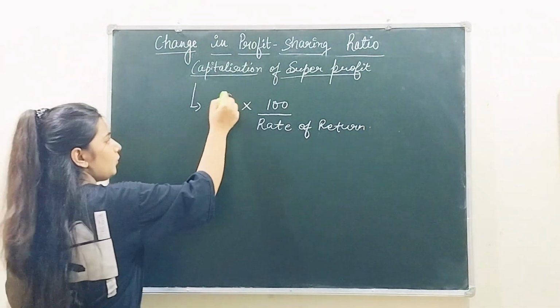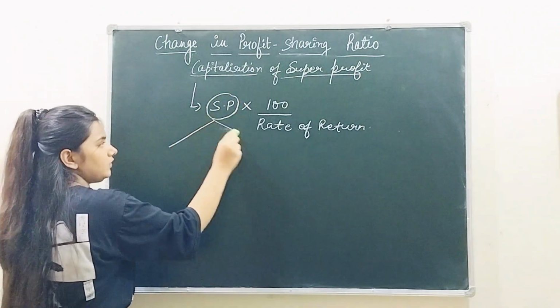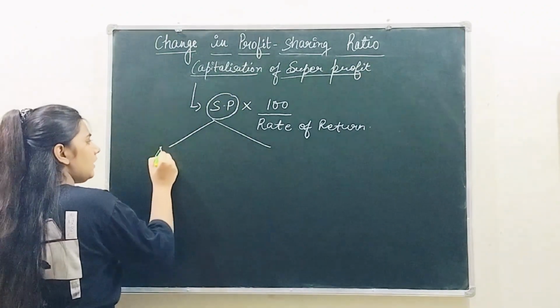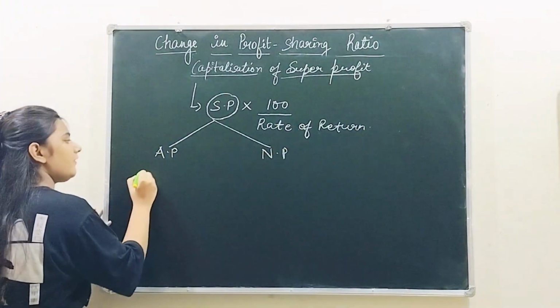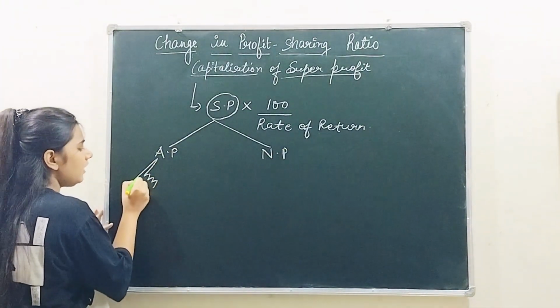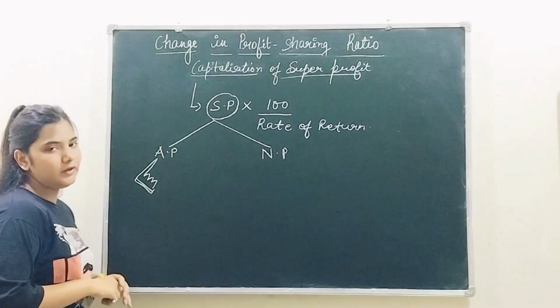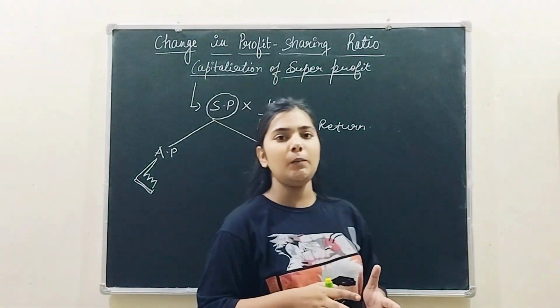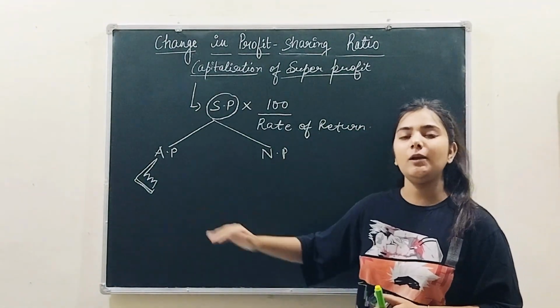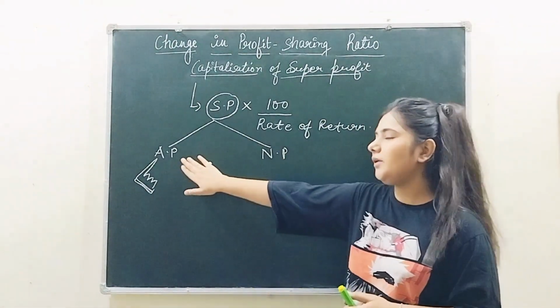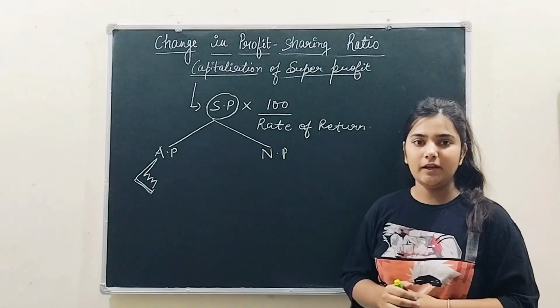Now for super profit, you know that there are two things needed. What are those? Your average profit and your normal profit. Average profit we've been solving for the last 4 videos and I guess it's much more clear to you right now. Average profit means whatever years of profit are given, you add them all and divide by the number of years. And sometimes the average profit is also given straightforward, right?